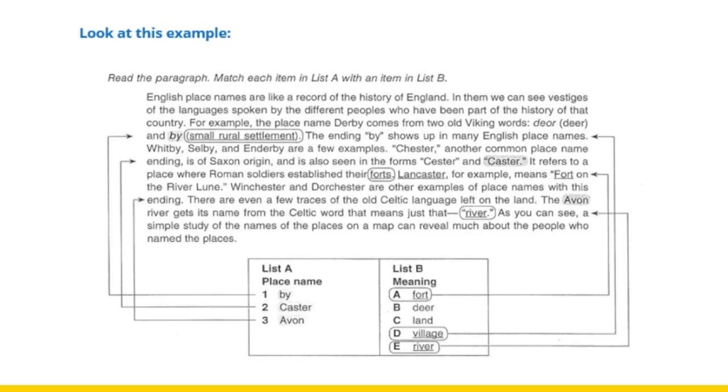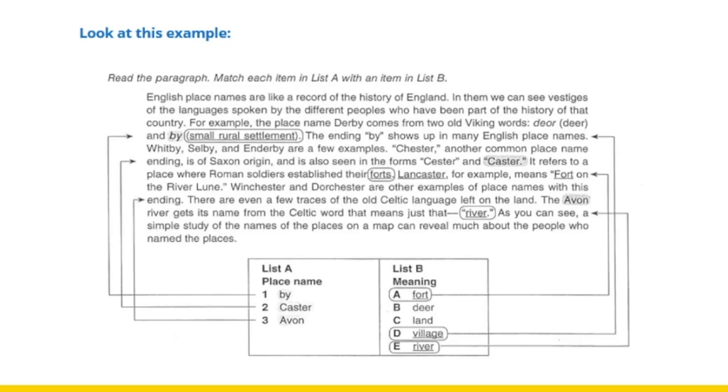And the last one is about Avon. So I found the word Avon. I highlighted that word and now I'm going to read it. The Avon River gets its name from the Celtic word that means just that, river. So this one was easy. That means Avon, it's river. So that's the name of the river. And that's how we do our matching activity.